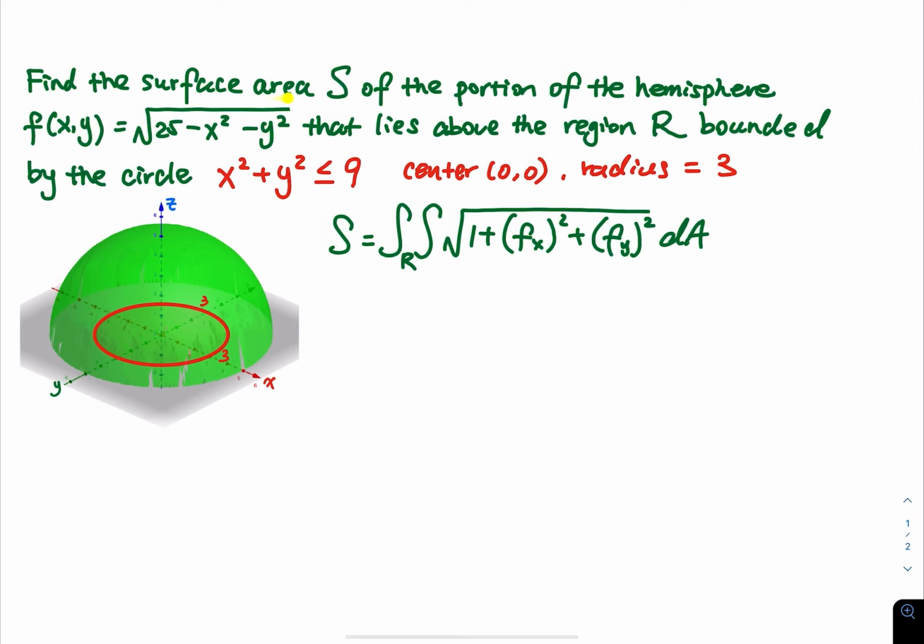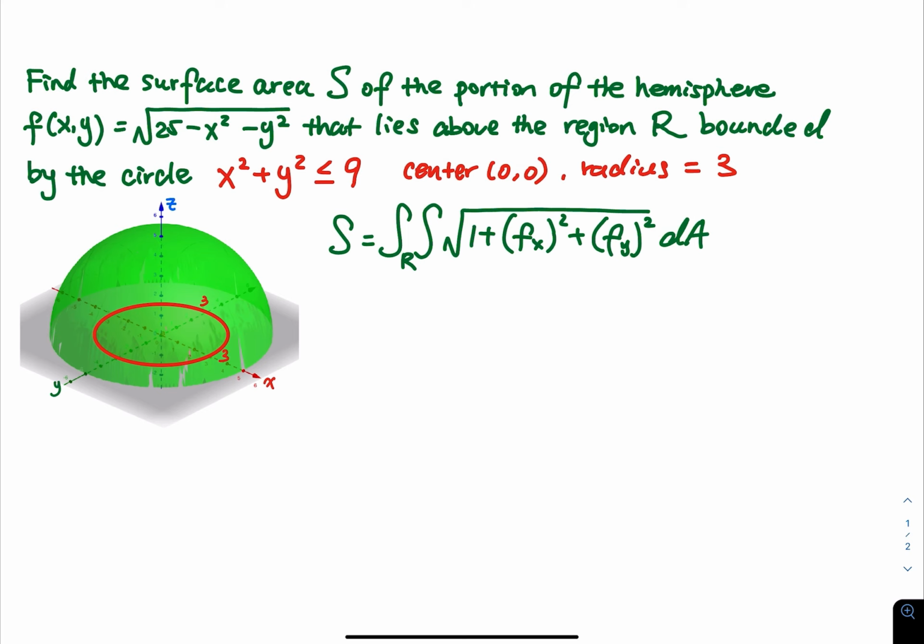Find the surface area S of the portion of the hemisphere f(x, y) equals the square root of 25 minus x squared minus y squared, which is the three-dimensional hemisphere that lies above the region R bounded by the red circle, x squared plus y squared less than or equal to 9. So that is the circle, x squared plus y squared less than or equal to 9.